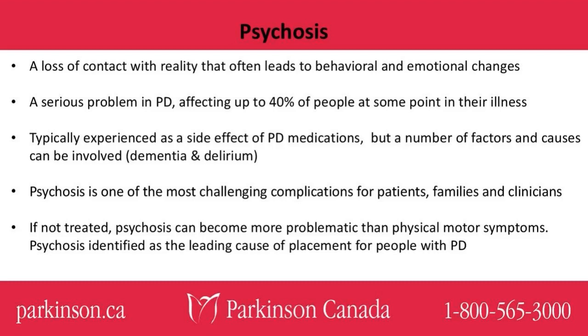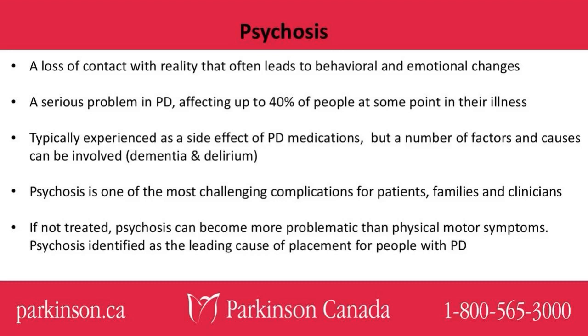The one area that I want to emphasize is psychosis, because generally this is one of the most difficult things for families of people living with Parkinson's to address. Both psychosis and apathy are actually the most disturbing for families and the ones that cause most distress. Psychosis is a loss of contact with reality, and generally this leads to behavioral and emotional changes. And actually, psychosis affects up to 40% of people at some point in their illness.